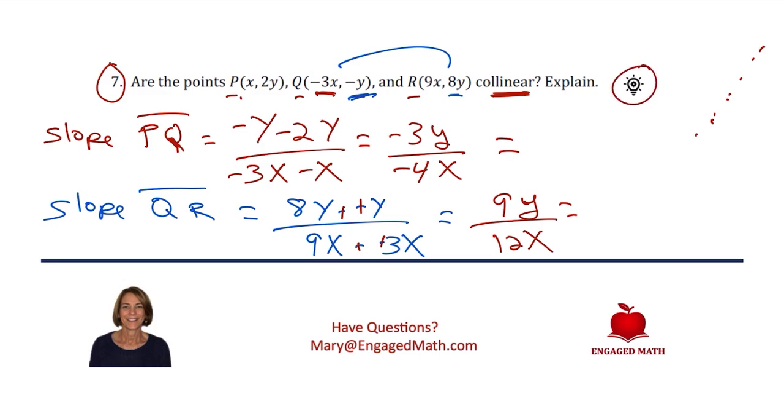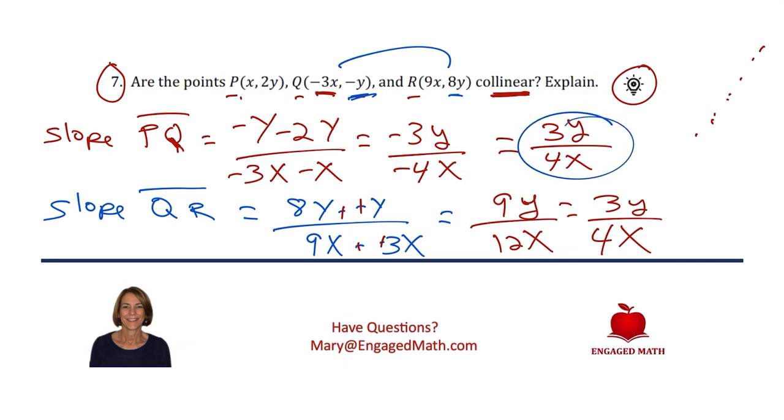So you might think, oh, well, that doesn't look the same as the slope above, but remember, this is a light bulb, so I expect you to see this. It's a tough one, though. The negatives cancel right here. So basically, in the numerator, we have 3y for the slope of PQ, and the denominator is 4x. Now, for this one, notice that 9 over 12 can be reduced to 3 over 4. So we once again have 3y over 4x.